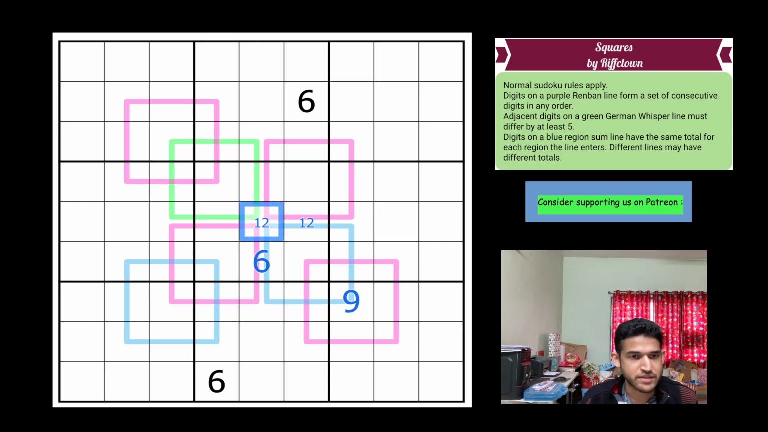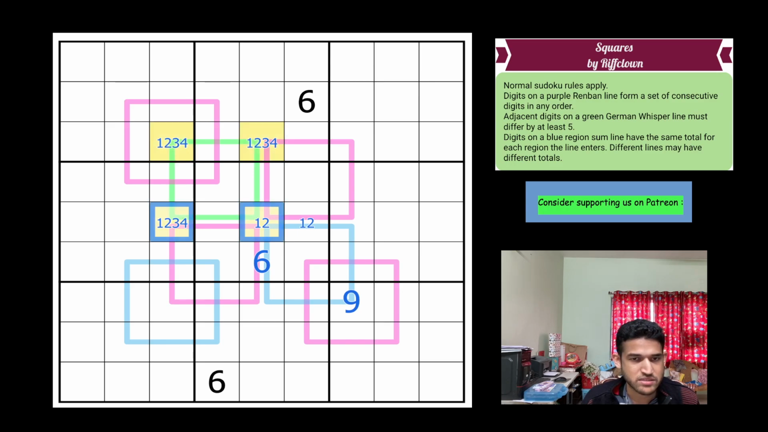Okay, look at this cell. This is part of a green whisper line, and we know now that this is a low digit. Now we can just highlight all these cells as low digits. Maybe color them with yellow, and the rest are all high digits, right? This is 1 2 3 4, 1 2 3 4, and 1 2 3 4.